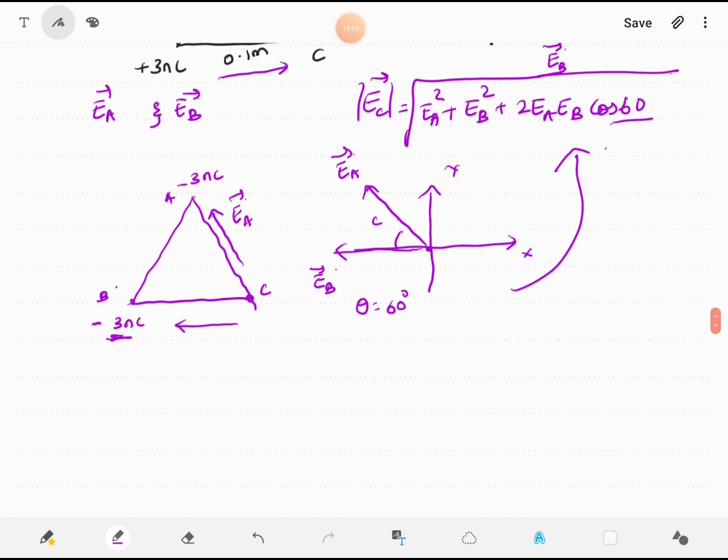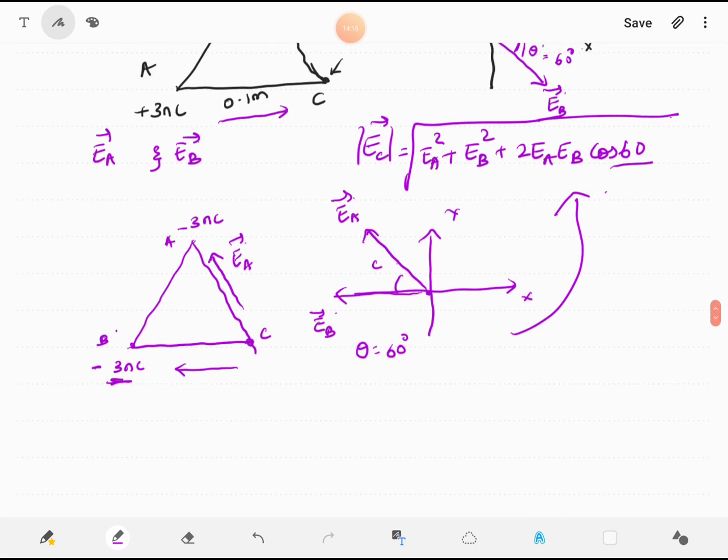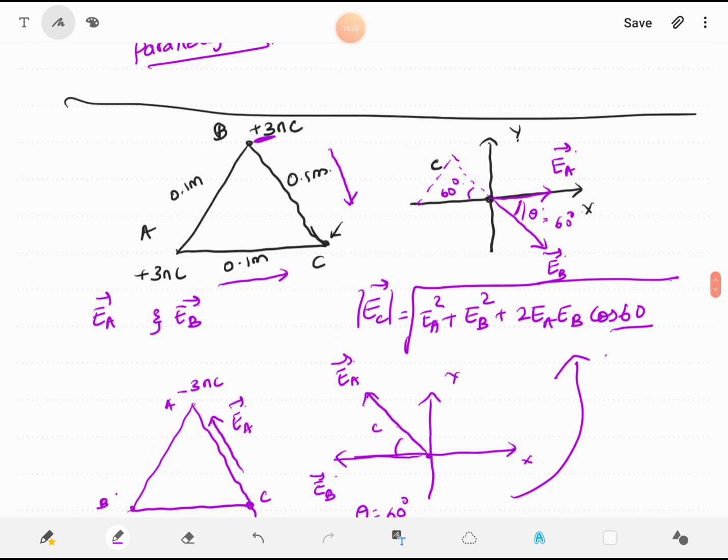Such types of problems have been asked multiple times in your board examinations, and it is very important for you to know how to draw the directions of electric field and add them vectorially.